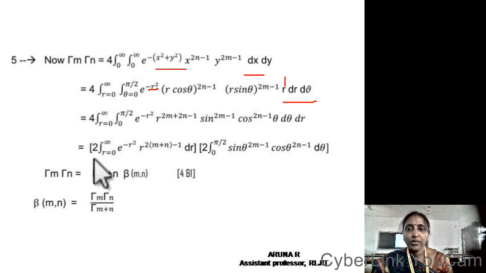If you see, our first term is nothing but equation 4, that is gamma of m plus n. And the second term is equation 1, that is the definition of the beta function. If you back substitute that and rearrange, we will get the required relationship between the beta and gamma functions. So this is the relationship between the beta and gamma functions: beta of m comma n is equal to gamma m into gamma n by gamma of m plus n.